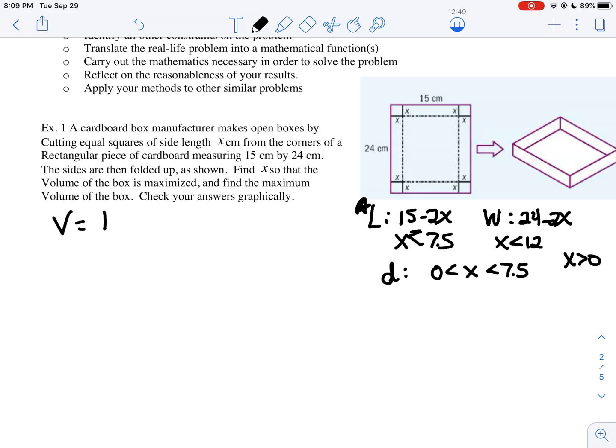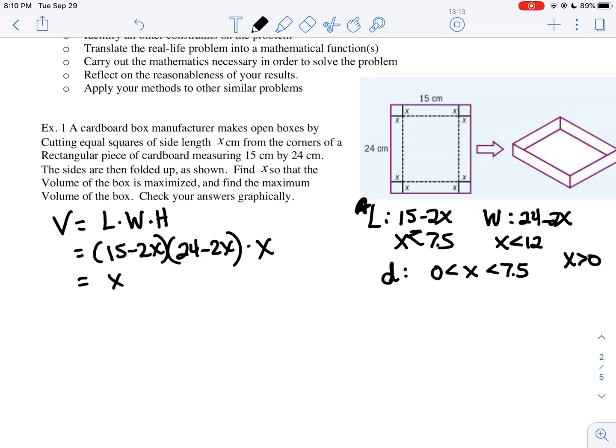All right, volume is length times width times height. So the length is 15 minus 2x. My width is 24 minus 2x. And then what's my height? Okay, look at how I folded that up. What would be my height? That'll be x. All right, so let's multiply this out. I got 360 minus 48x minus 30x plus 4x squared. And then I distributed the x.